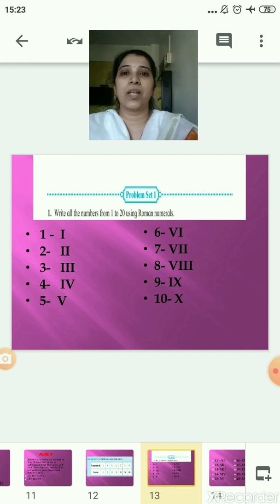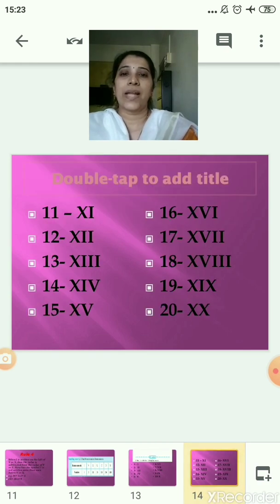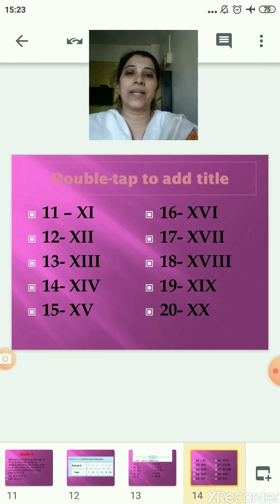For the number 7, you will write the capital letter V and 2 times capital letter I. For the number 8, you will write capital letter V and 3 times capital letter I. For the number 9, you will write the capital letter I and capital letter X. And for the number 10, you will write the capital letter X. Now the rest of the numbers, from 11 to 20.